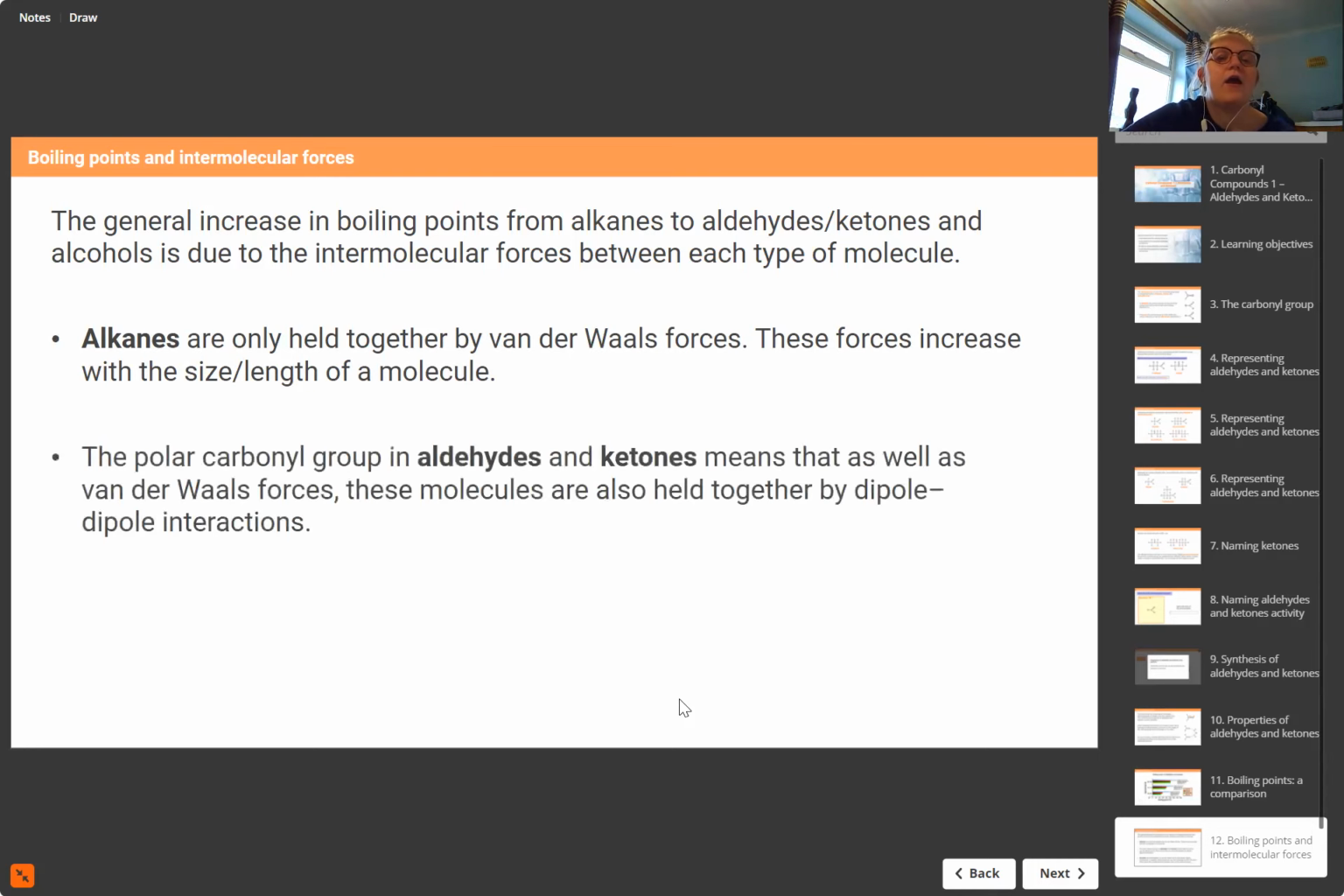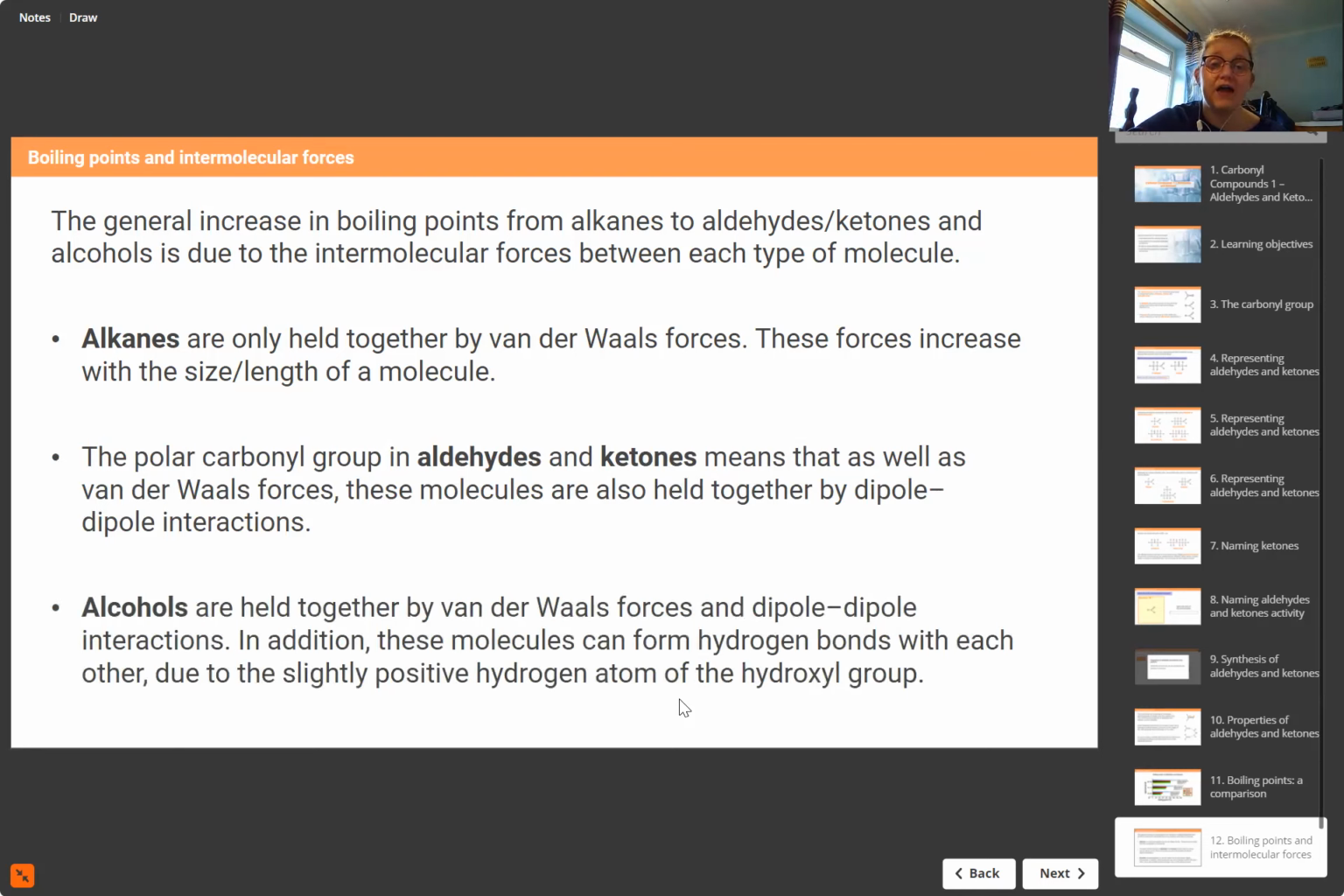But they do get stronger as the molecule gets bigger, so the boiling point gets higher as the molecules get bigger. And the polar carbonyl groups present in aldehydes and ketones mean that as well as having those van der Waals forces, molecules are held together by dipole-dipole interactions, which need more energy to be broken, which thus means a higher boiling point.